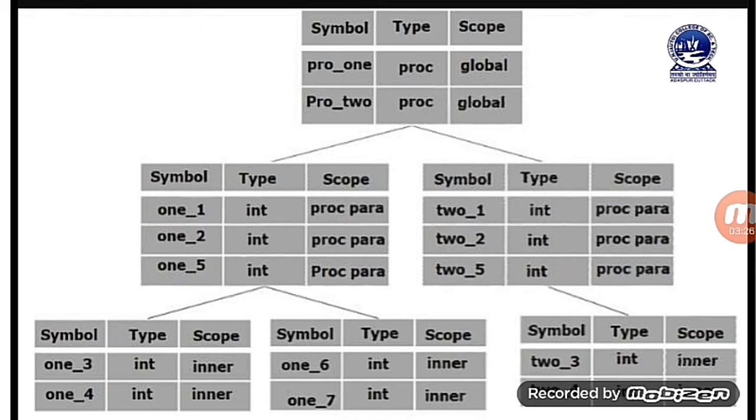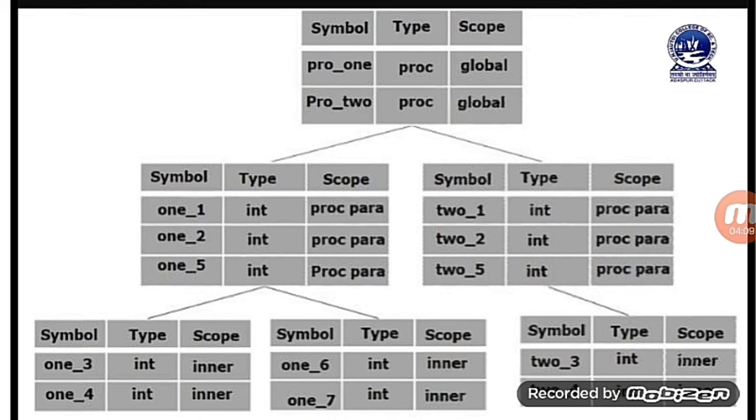In case of pro 1, you can see the first symbol table: 1_1, 1_2, 1_5. These are the 3 variables which are not inside any inner block. That's why these 3 variables are in the second hierarchy. Here you can see that type is int because all are int variables, and scope is proc parameter. These are the proc variables. Which proc? Procedure 1.